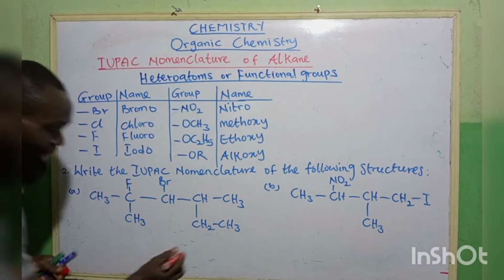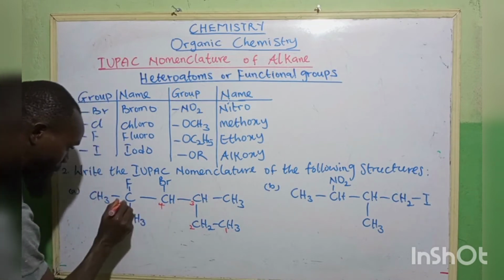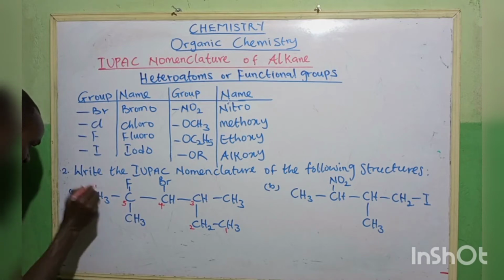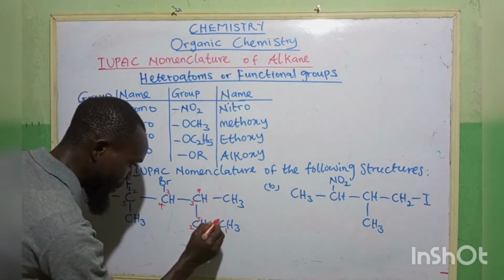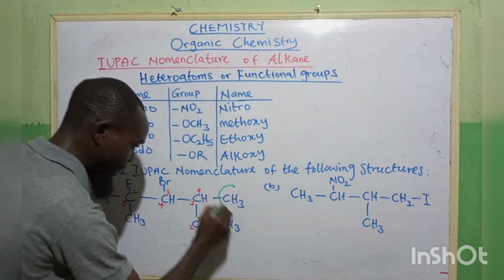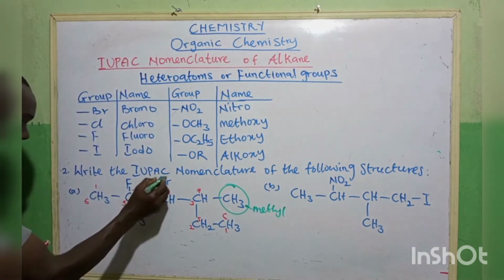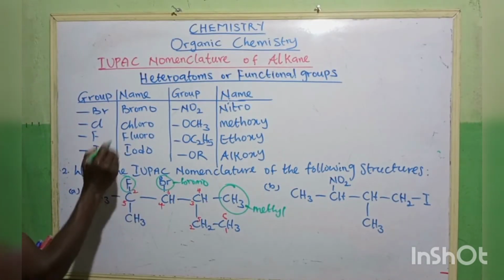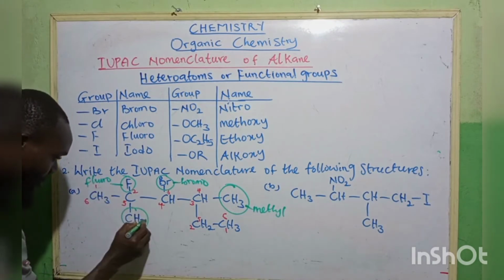That 6, you can start from here: 1, 2, 3, 4, 5, 6. Or you go back from the left hand side: 1, 2, 3, 4, 5, 6. Now let us consider which ones we did not count. We didn't count this. What is the name? Methyl. We didn't count this. What is the name? Bromo. We didn't count this. The name? Fluoro. So my dear, we didn't count this as well. We call it methyl.